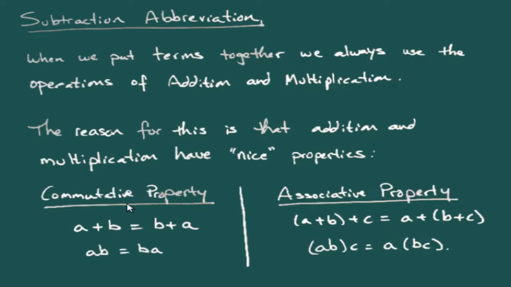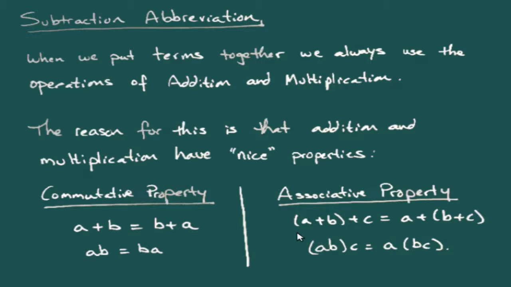The commutative property is really just saying that if I've got a plus b, that's going to be equal to b plus a. It doesn't really matter which order I add them together, it will always give me the same answer. Multiplication does the same thing. A times b is going to be b times a. 2 times 3 is the same thing as 3 times 2. 2 plus 3 is the same thing as 3 plus 2. So the order doesn't really matter.